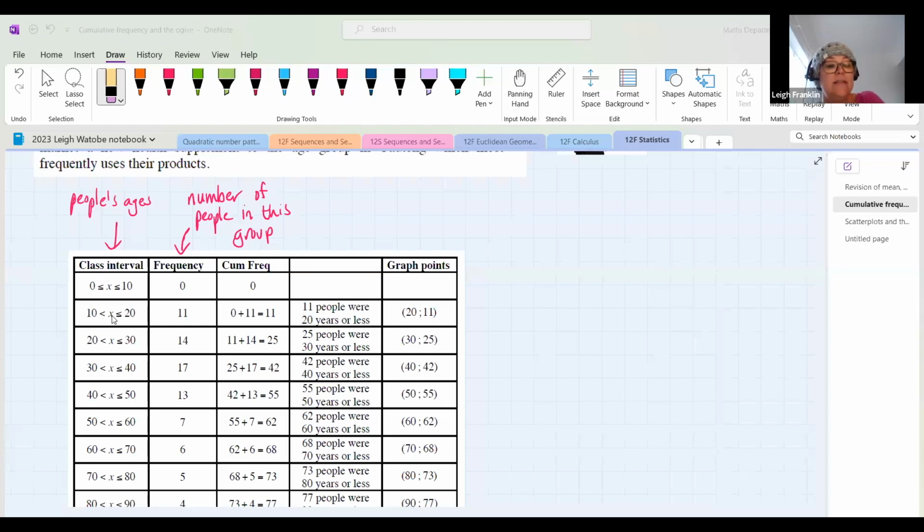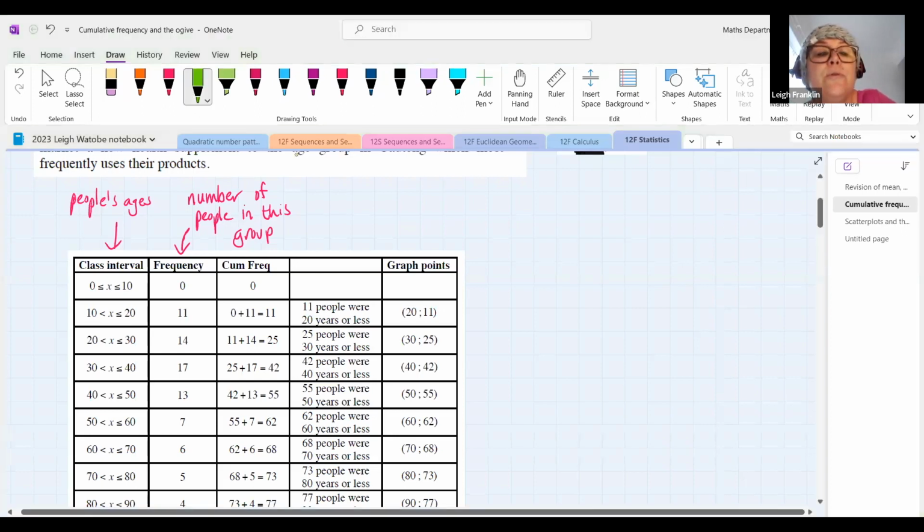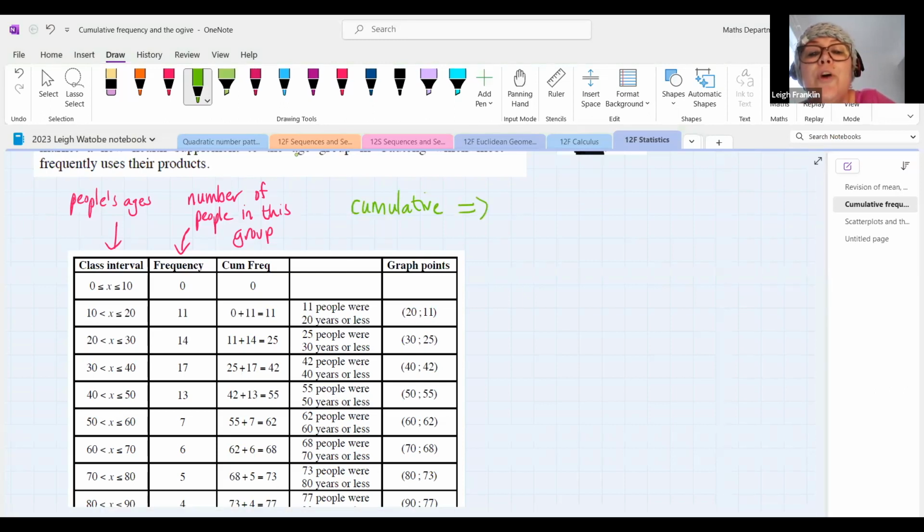So there are 11 people between the ages of 10 and 20 in the first group. In the second group, we said there were 14 people, and this is where the frequency starts to accumulate. So the word cumulative comes from the English word accumulate, which basically means that something starts to add up. And that's exactly what we see happening here, matrix.